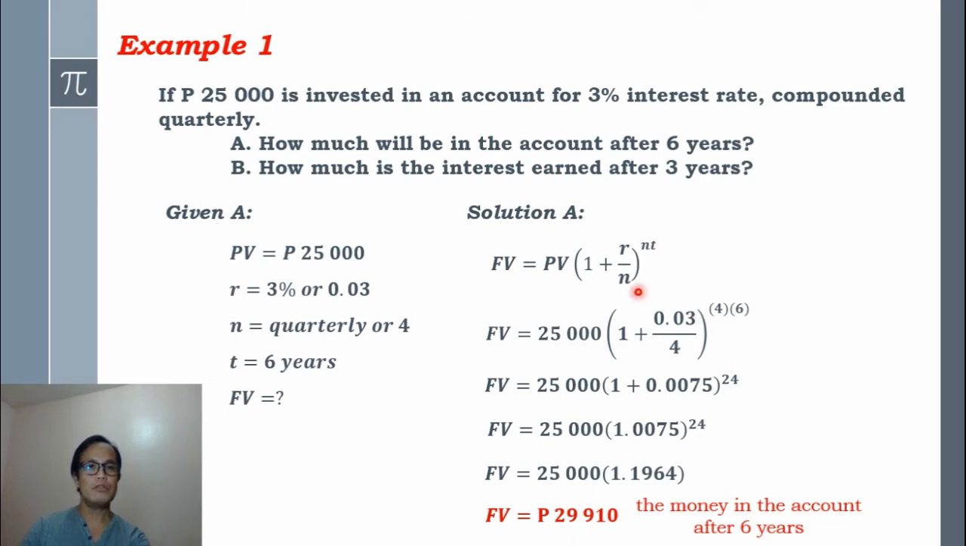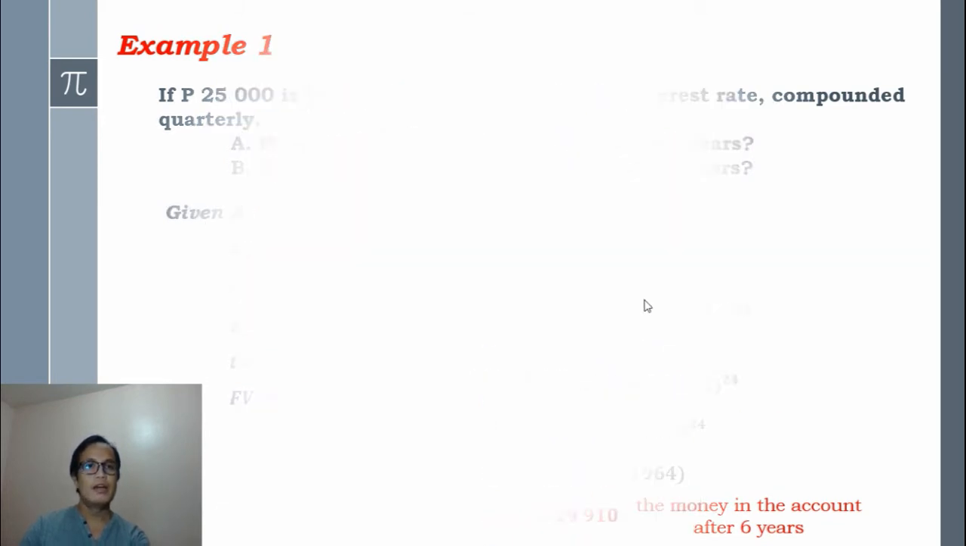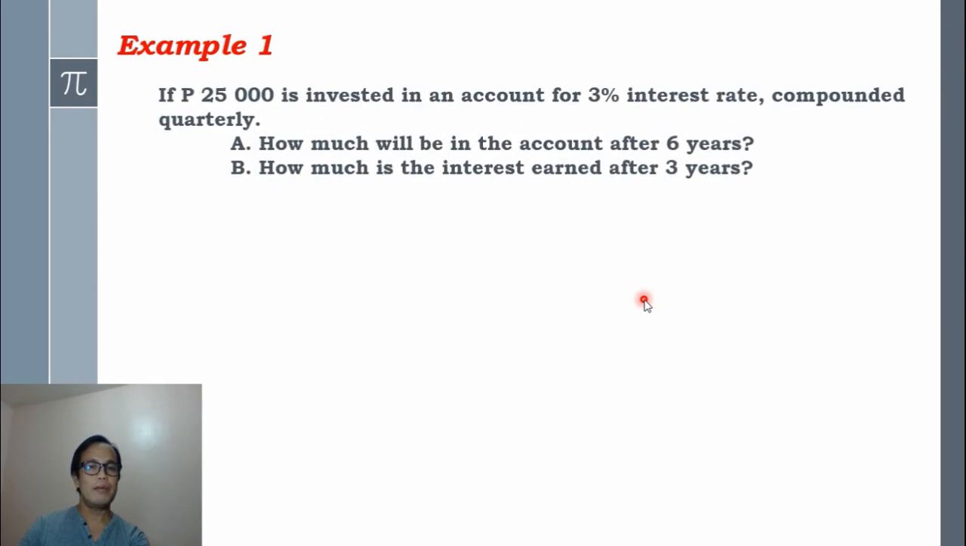Okay, let's proceed to letter B. Example number 1, the same problem, but this time we will solve for letter B. You are told how much is the interest earned after 3 years. So what we mean by interest here is the compound interest, because the amount is compounded quarterly.